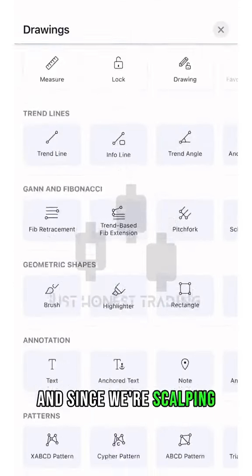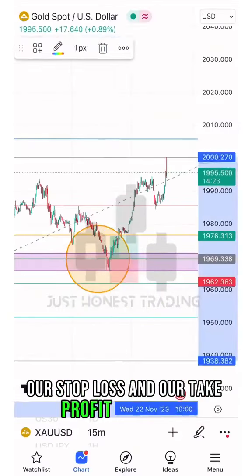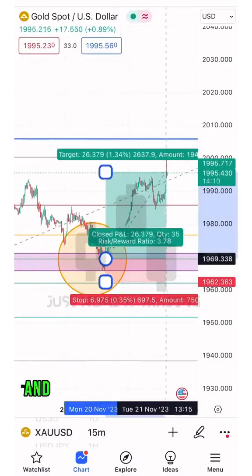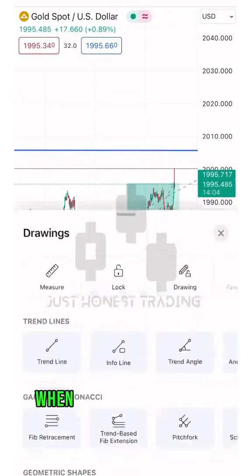And since we're scalping, we're going to keep our stop loss and our take profit a bit tight. I usually aim for the previous break of structure for my take profit and never go over a ratio of 1:3 when I'm doing my scalps.